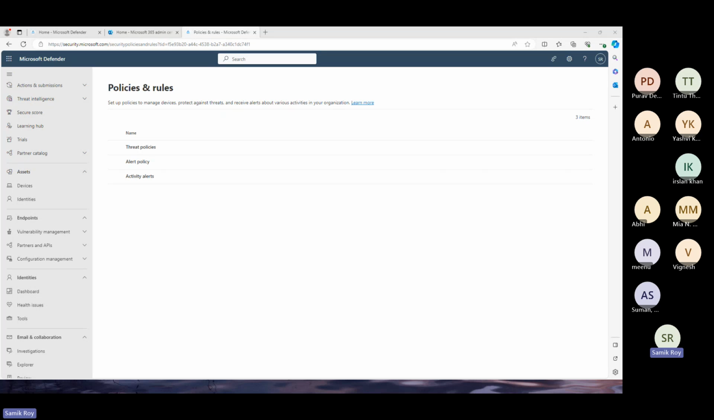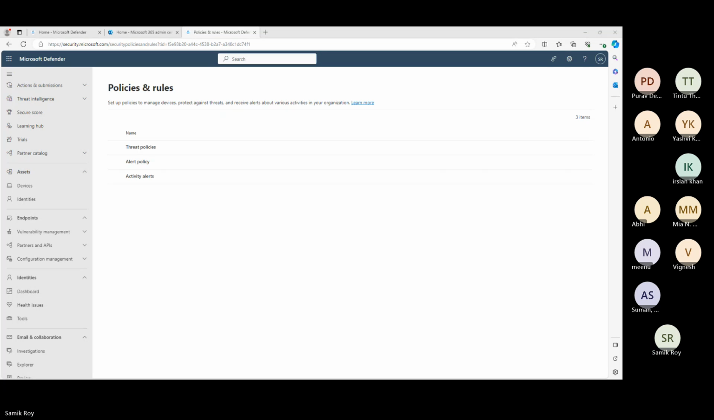By the time it loads, if you hear me good, we talked about Defender for Office, and I'm just going to show you the Defender for Cloud Apps piece after that.